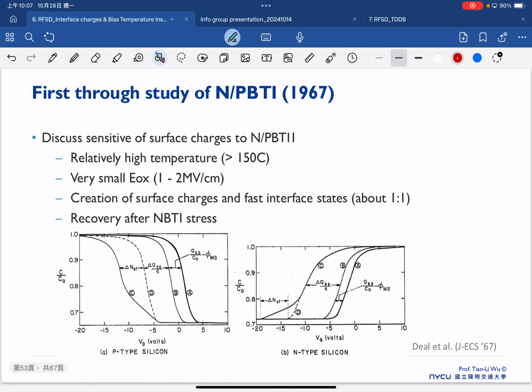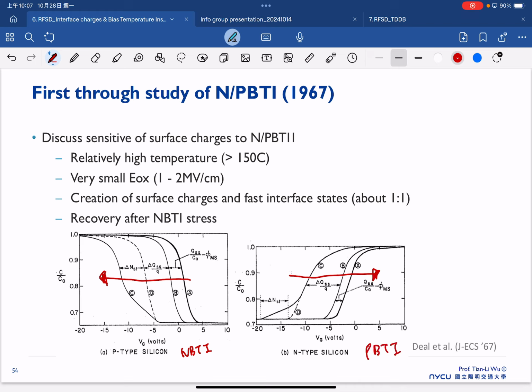Later on, one year later, in 1967, came the first comprehensive study of NBTI and PBTI as well. In this graph, they apply a negative gate bias, and we can see the flat band voltage shift to the left. Of course, nowadays we call this NBTI. And the shift to the right, nowadays we call PBTI.